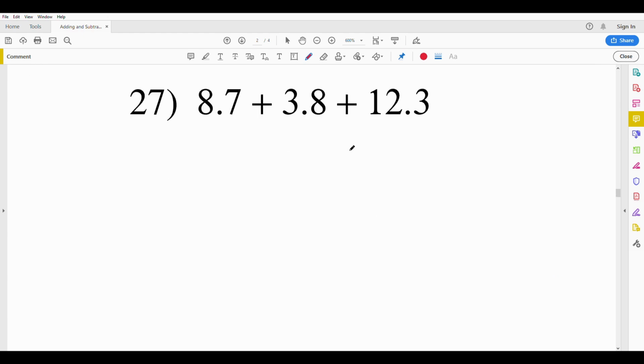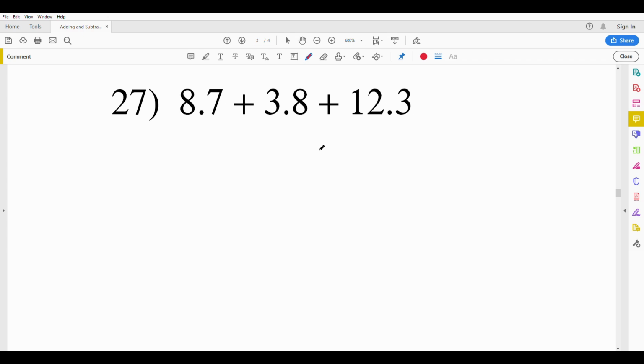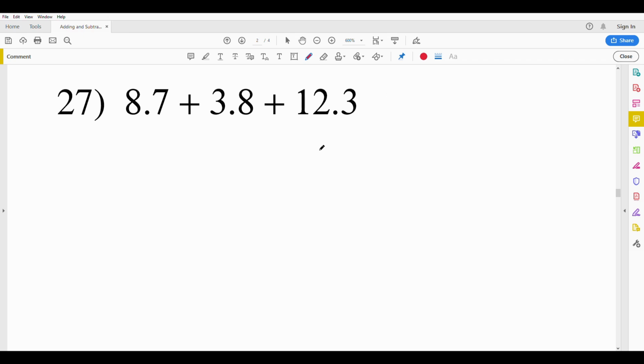In number 27, we switch things up a bit because now we're going to be adding 3 numbers. But the same rules still apply. I'm adding a positive to a positive to a positive, so I keep moving further into those positives. So I'll start with 8.7 plus 3.8. You don't have to necessarily start that way though. You could start by adding 3.8 to 12.3 or 12.3 to 8.7. Either way is fine. I just like starting at the left.